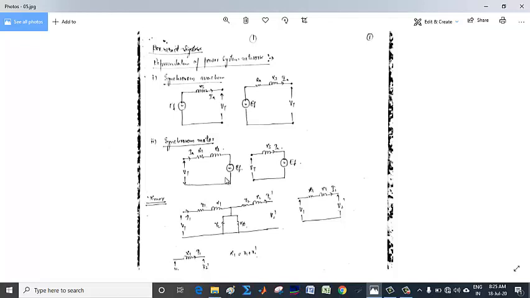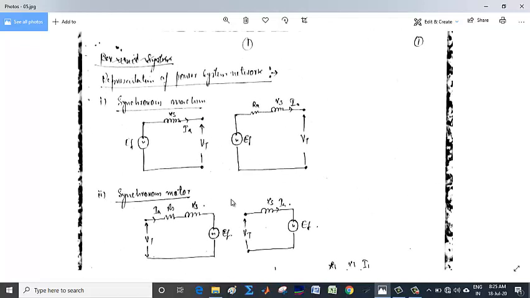Now we'll come to the representation of the power system. Actually, we'll see how different components of the power system can be represented. We know that our power system comprises different components, and when we know their equivalent circuits, we can connect them and then solve them. And by solving them, we can get what we want.